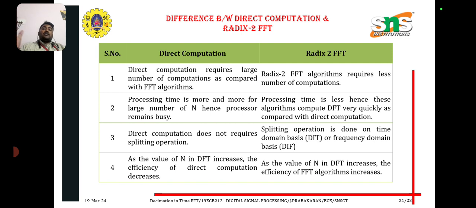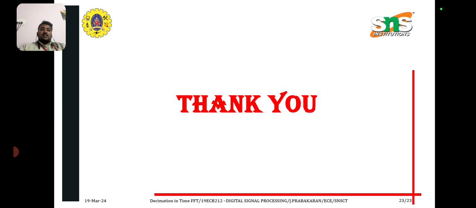Splitting means, for example, N equal to 8 is split into 2 point, 4 point and 8 point. The output of the 2 point is given to the input of the 4 point, and the output of the 4 point is given to the input of the 8 point. Splitting is not required in direct computation, but in radix 2 FFT, whether it is DIT or DIF, the splitting operation is done. As the value of capital N in DFT increases, the efficiency of direct computation decreases. As the value of capital N increases, the efficiency of the FFT algorithm increases.